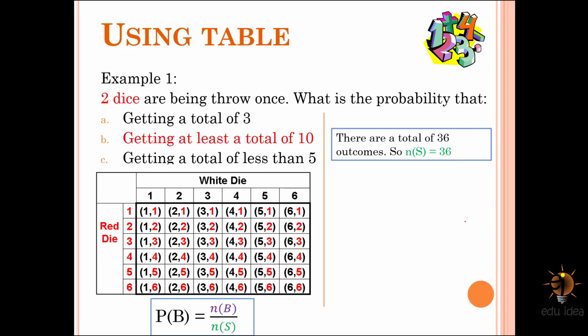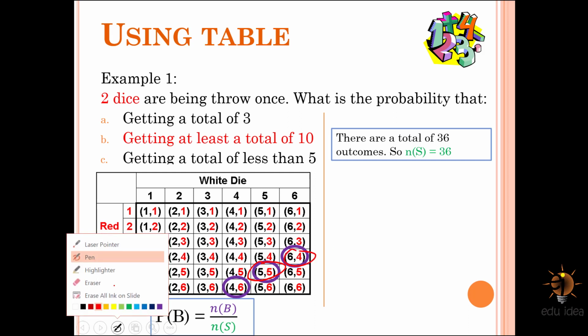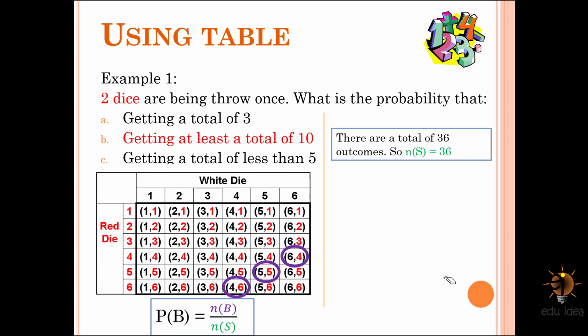Okay, the next one is getting at least a total of 10. At least means it can be 10, or it can be more than 10, like 10, 11, 12, 13, and so on. Again, let's see the samples in the table. Where can you get 10 from these three? 4, 6: 4 plus 6 is 10. 5, 5: 5 plus 5 is 10, and 6 plus 4 is also equal to 10. So these three are the possibilities of getting a 10.